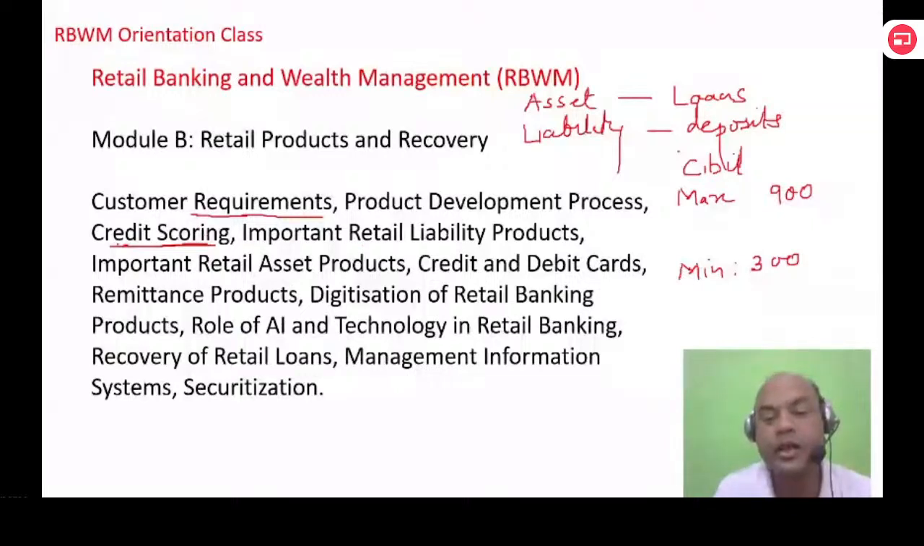Then important retail liability products. Liability will include all our savings, current, FD, deposit products, all of them. Then important retail asset products. Asset means all your loans will be included: home loan, personal loan, consumer loan. Individual retail loans. We are not considering the corporate loans here.